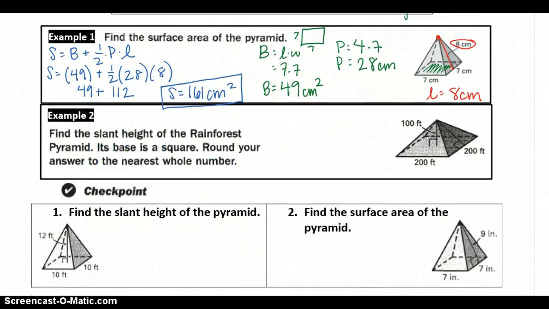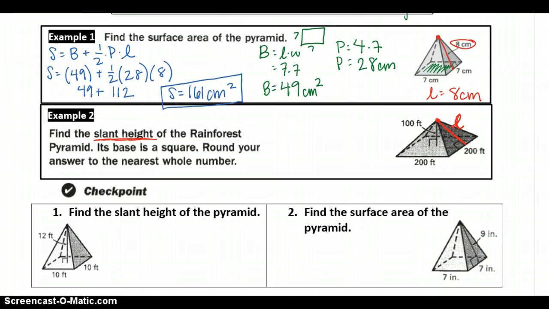Let's look now at example number 2. Example number 2 asks us to find the slant height of the rainforest pyramid. It tells us the base is a square. So the slant height, again, is the distance from the point, the vertex, to the edge of the base, or to the middle of the side, you can think of. So this is our slant height distance here. This is what we're trying to find, L, our slant height.